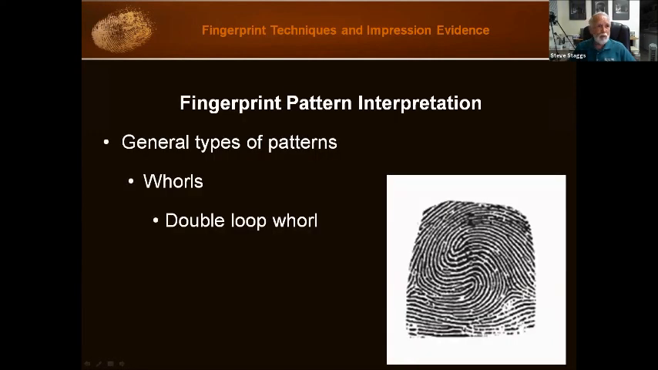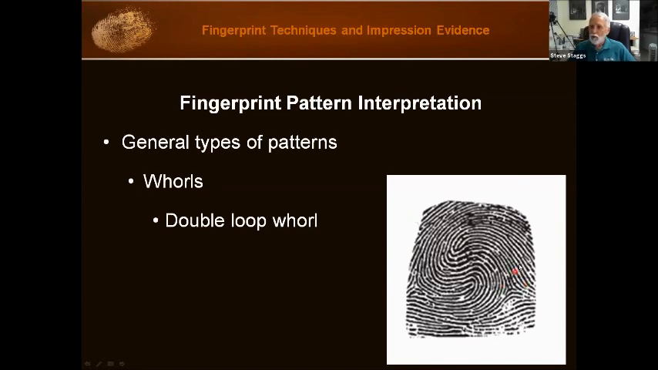Then we have the double loop whorl. That consists of two separate loop formations with two separate and distinct sets of shoulders or sufficient recurves, and it also has the two deltas. The two loops in the pattern area must be formed by separate ridges.